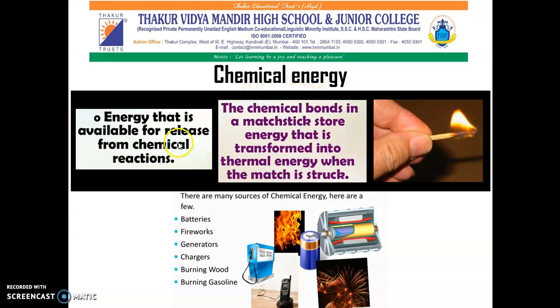Chemical energy. Energy that is available for release from chemical reactions is called chemical energy. When we ignite a matchstick, the chemical bonds inside the matchstick store a lot of energy. That energy is transformed into various forms like thermal energy, light energy, heat energy, because of the chemical action that is taking place. So this is an example of chemical energy. There are many sources of chemical energy. For example, batteries, fireworks, generators, chargers, burning wood, burning gasoline, etc.